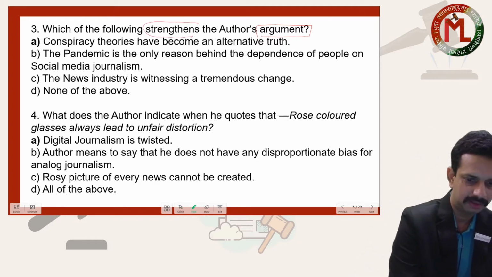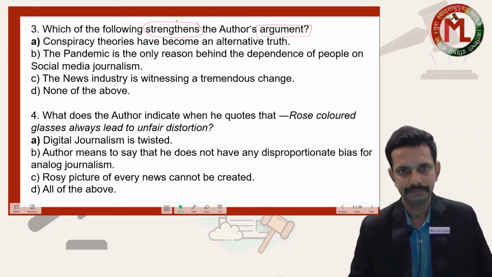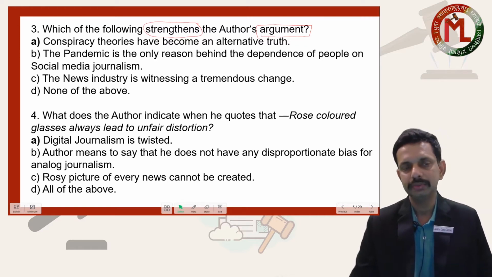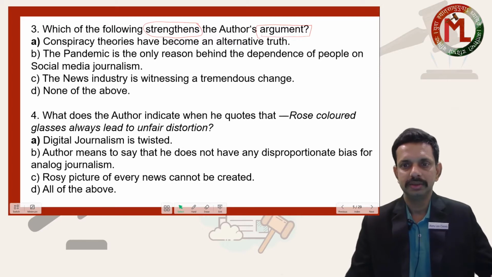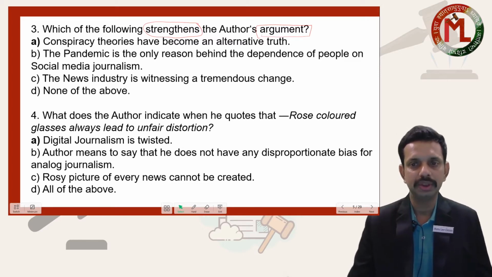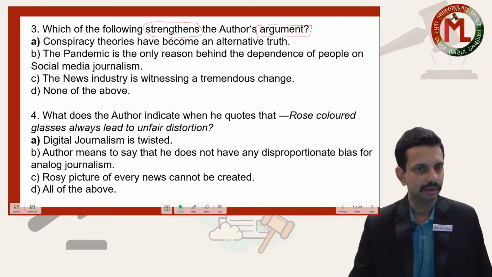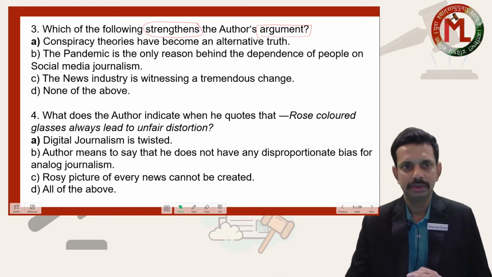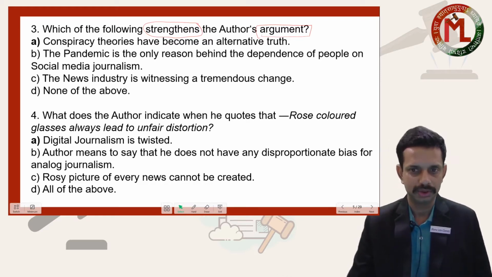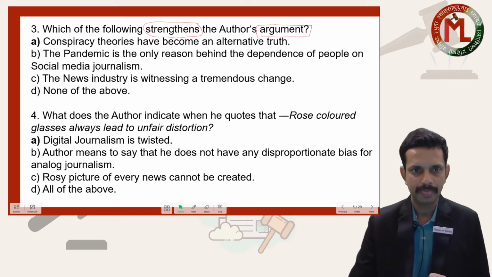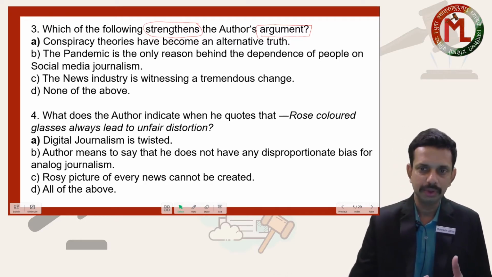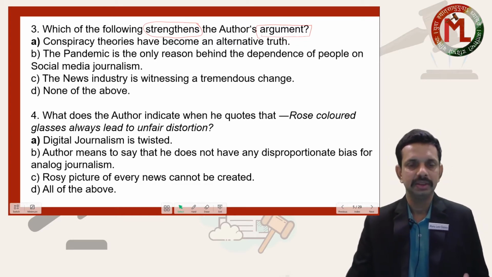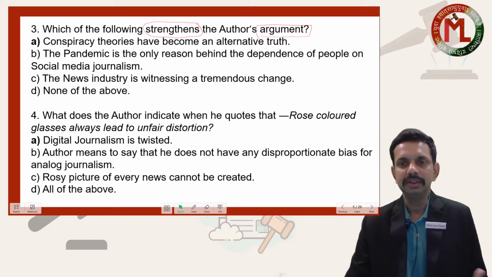Another important word here is strengthen. Which of the following strengthens the author's argument? It means which of the following statements can lend stronger support to the author's argument. Now, next question. What does the author indicate when he quotes that rose-colored glasses always lead to unfair distortion? Here it is a phrase. So sometimes you need to identify the words, the statements, the phrases which are used in the passage, and then on the basis of that you can arrive at your answer.